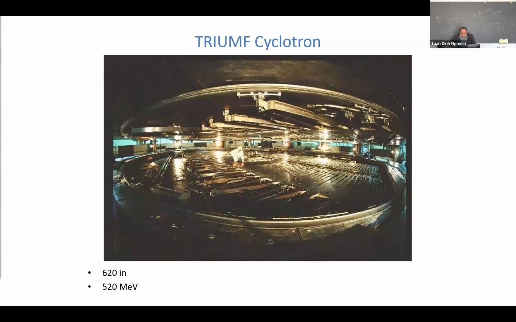Doesn't say how big this is. Well, you can see it's pretty big. There's a man standing. 600 trillion versus... Oh, okay, sorry. I thought that was the energy. Yeah, 620 inches. See the person there? These little coils are called shim magnets, so they're trying to fix the fields so that it's perfectly perpendicular and not bending and stuff. So 520 MeV.